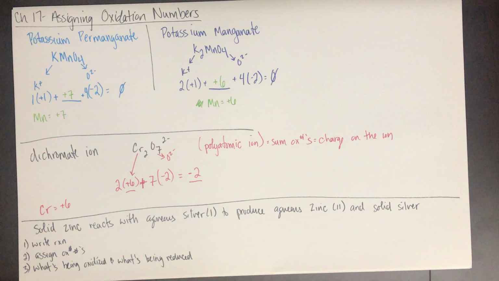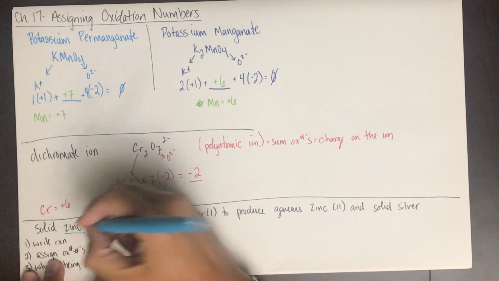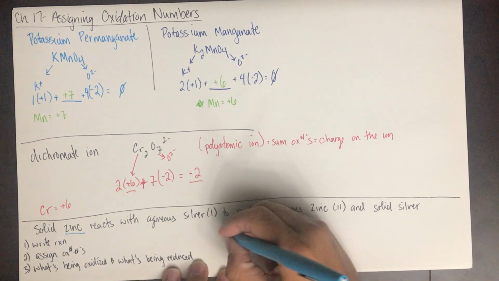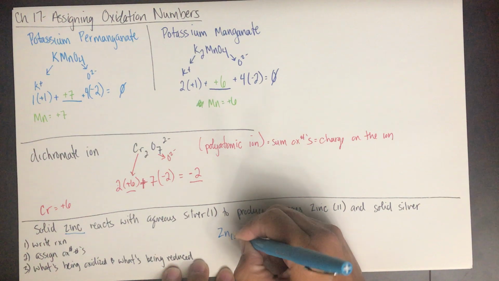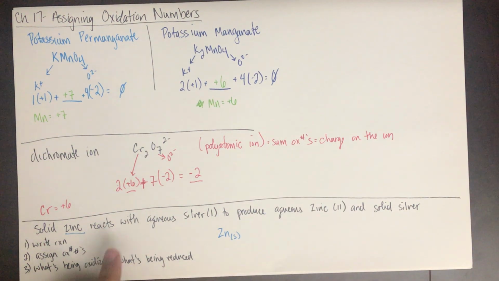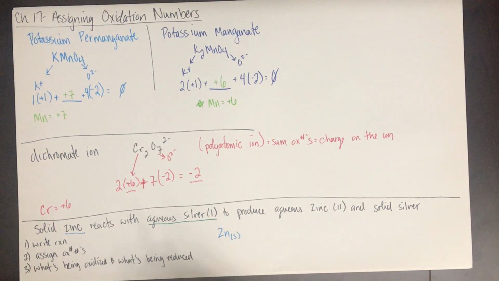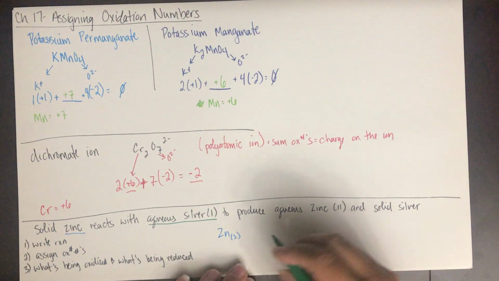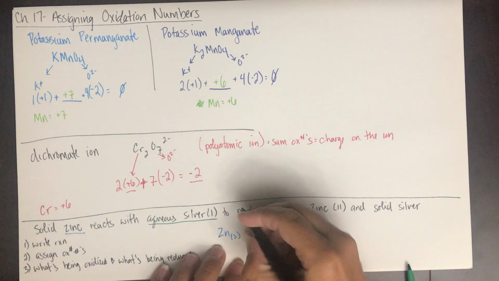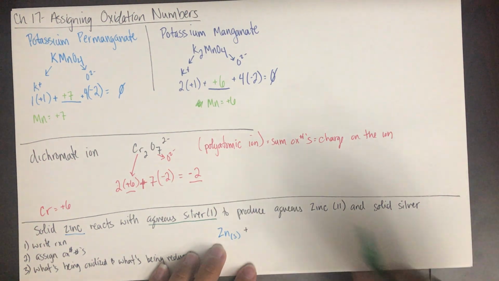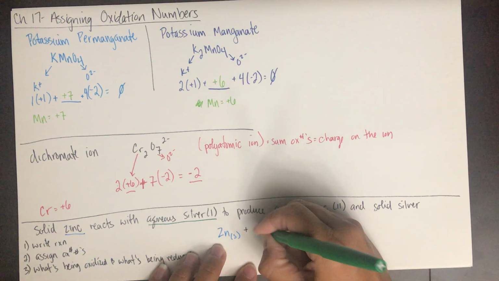Okay, so it says solid zinc, so that means zinc solid reacts with aqueous silver 1. Aqueous silver 1, this is the silver 1 ion. So it's reacting with it. So these are the reactants.